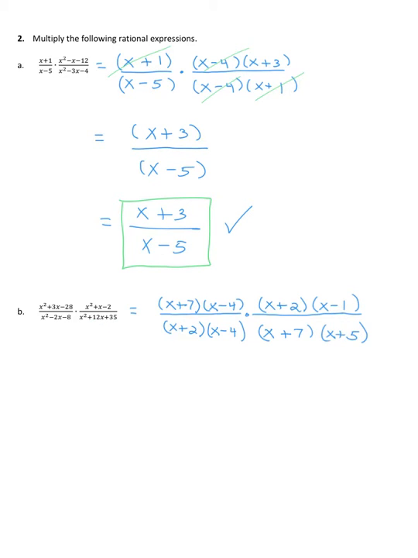All right, a little bit more work here, but everything is completely factored, and now I can cancel. I see this x plus 7 cancels with that x plus 7. This x plus 2 cancels with that x plus 2. Oh, and also this x minus 4 cancels with that x minus 4. All that is left over is x minus 1 and x plus 5. And that, again, I'll write like this. And that is my final answer.